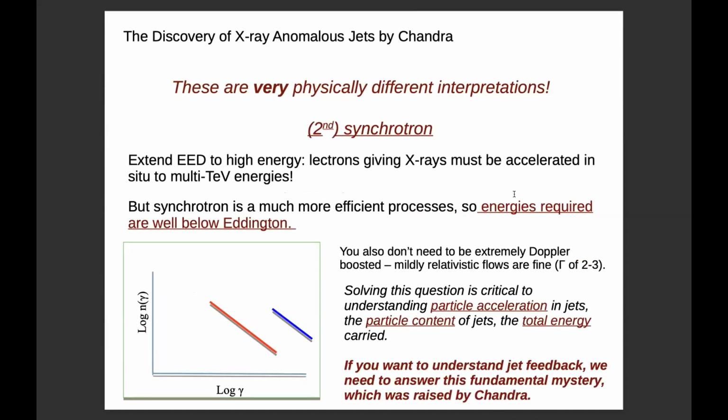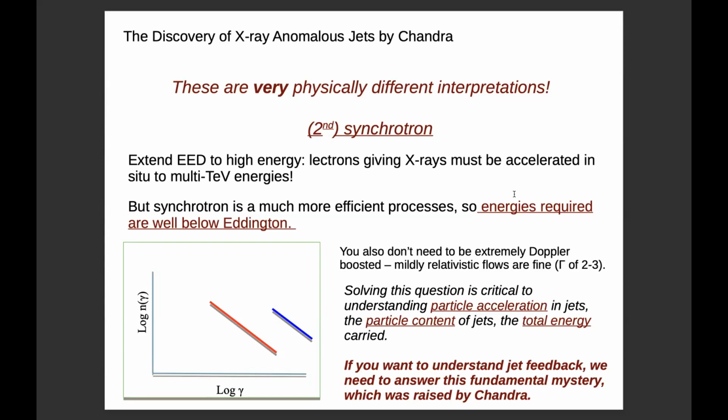what we are seeing is a second synchrotron spectrum. In this case, it's the opposite. Instead of very low energy electrons, we're talking about very high energy electrons, so multi-TeV. That's a different problem, because now you need to accelerate, in situ, multi-TeV electrons 100 kiloparsecs from the core. So how do we do that? But it's a much more efficient process relatively, so the energy required is a lot more reasonable. And you don't need these extreme Doppler factors. You can have mildly relativistic flows, that's fine.